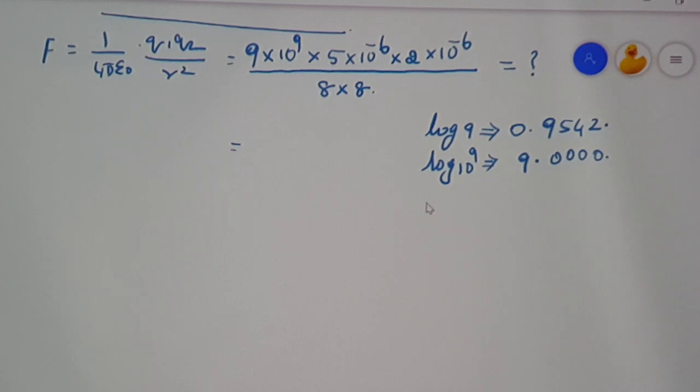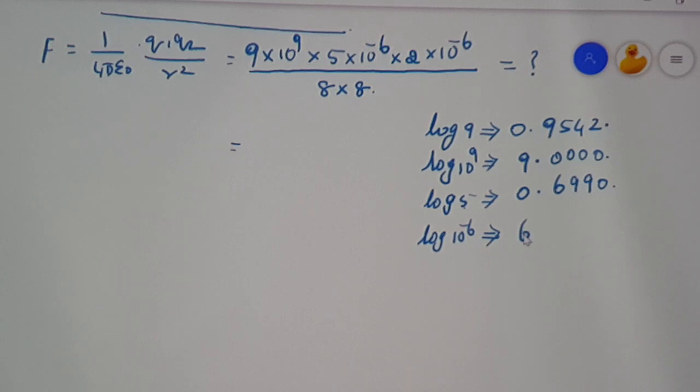Then 5, the next number. You consider log of 5. If it is log of 5, then the characteristic part is 0 point, and for 5 it is 6990. Then 10 power minus 6. I have to write log of 10 power minus 6. How do I write it? 6 bar point. That is, this power should be taken to the front. 6 bar of log 10. Log 10 is 0, 0, 0, 0.